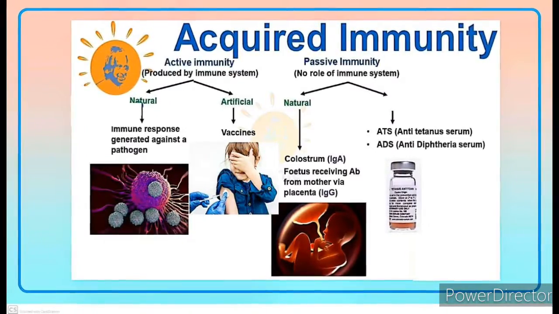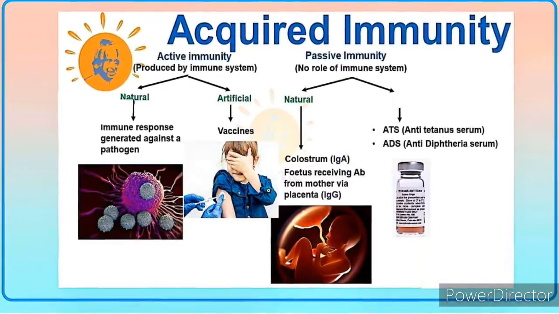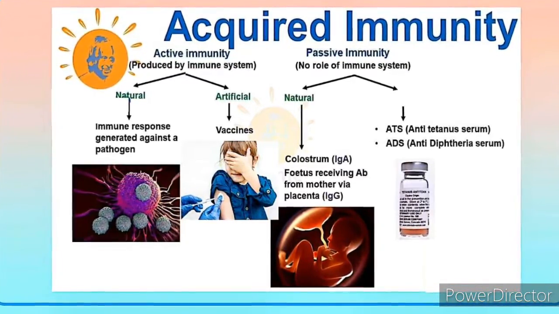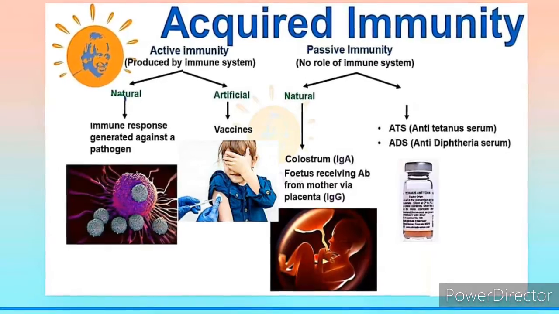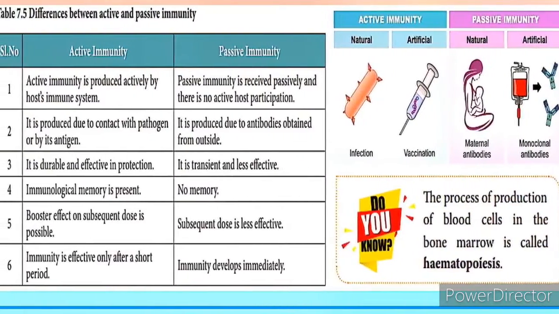Okay, so passive immunity is acquired without the activation of the person's immune response. Therefore, there is no memory. Whereas in active immunity, there is a memory, because it is our own immunogenic response.